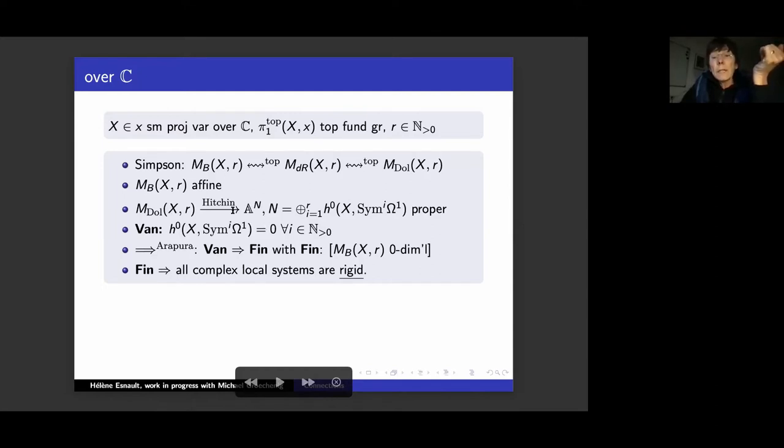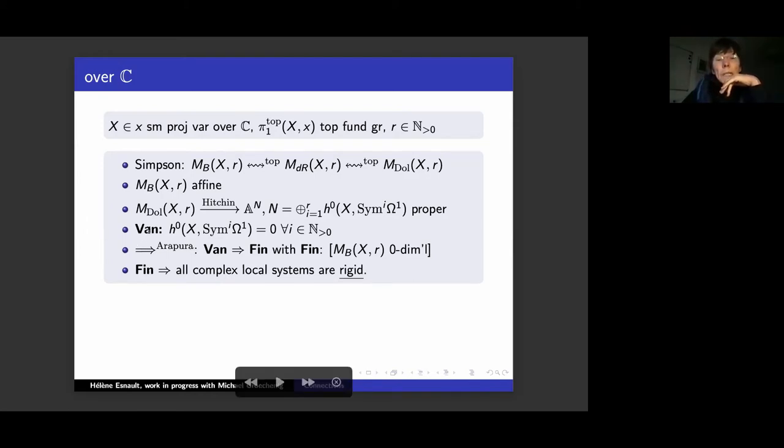If that is the case, because the Hitchin map is proper, the Dolbeault moduli space is compact, as a topological space, I apologize, not very focused. At the same time, because of Simpson's fundamental isomorphism, it is affine. As a consequence, as observed by Arapura a long time ago, those algebraic varieties, which are quasi-projective in general, have to be zero-dimensional, because this space is affine and this space is projective. The only way it can happen is when it is zero-dimensional.